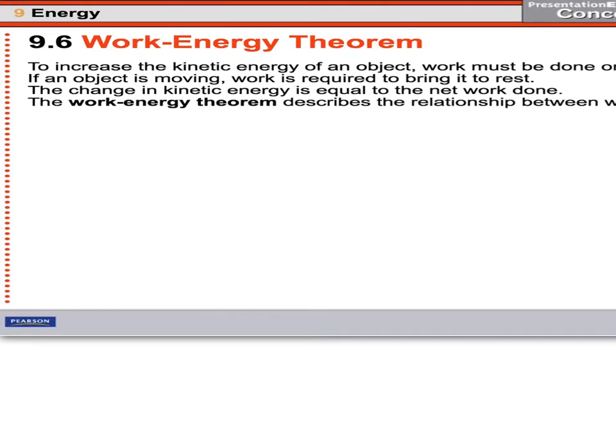To increase the kinetic energy of an object, work must be done on the object. If an object is moving, work is required to bring it to rest. The change in kinetic energy is equal to the net work done. The work energy theorem describes the relationship between work and energy. That's what we started talking about in the last few slides.